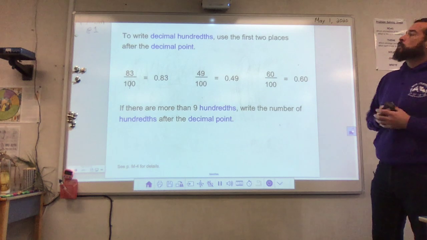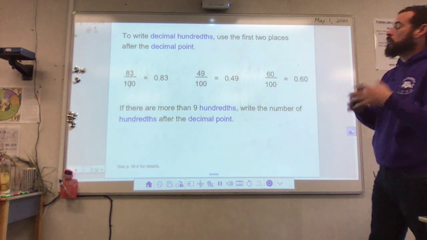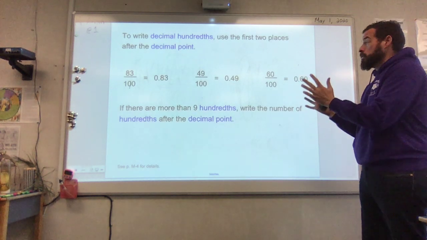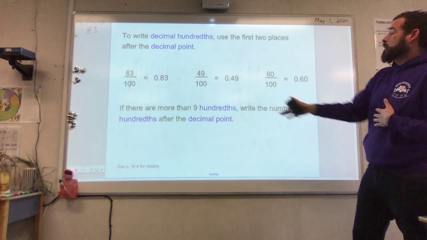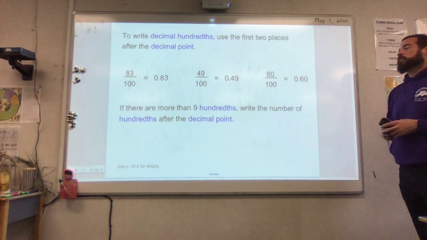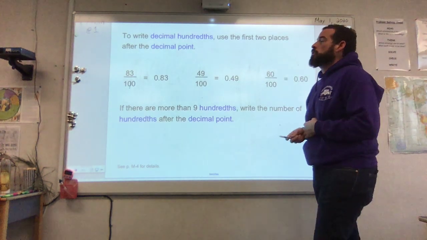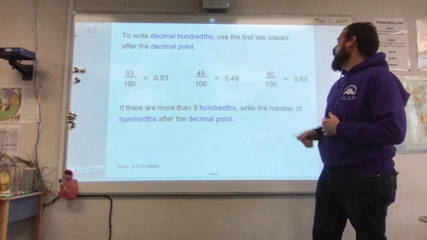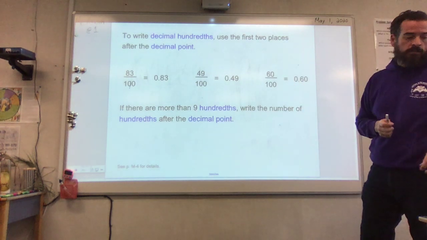Okay, so now we're talking about still writing decimal hundredths, but now we have numbers that are greater than 10. So we're still using the first two places right after the decimal point. And this is what I mentioned last time. If there are more than 9 hundredths, write the number of hundredths after the decimal point. So if you see 83 hundredths, 0.83. 49 hundredths, 0.49, or 60 hundredths, 0.60.